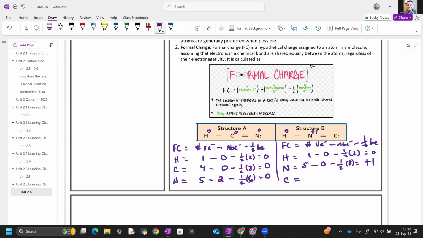And so we should see carbon has a formal charge of -1, but let's take a look at it anyway. It has 4 valence electrons minus 2 non-bonding electrons minus 1/2 of 6, which is 3. So 4 minus 5 gives us -1, not 0. All right, and so there are our formal charges. That's how we calculate formal charge. It's really that easy. We just did 6 calculations in almost no time.